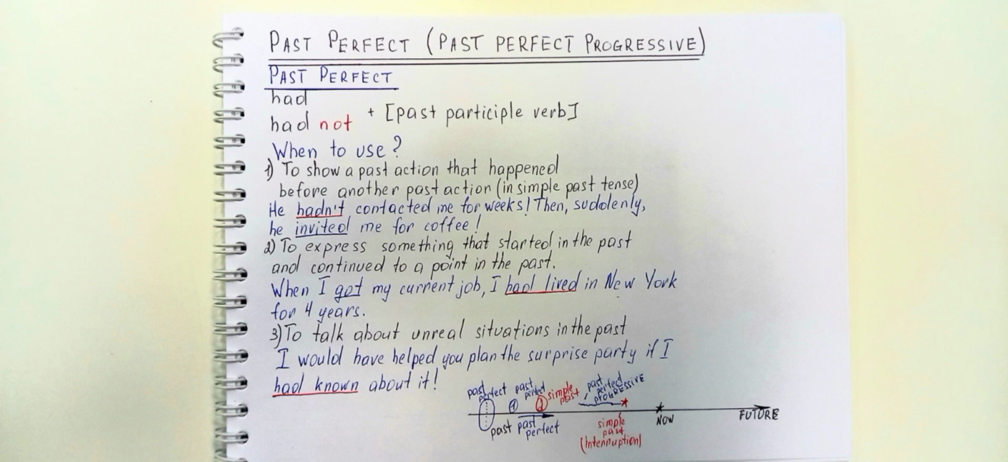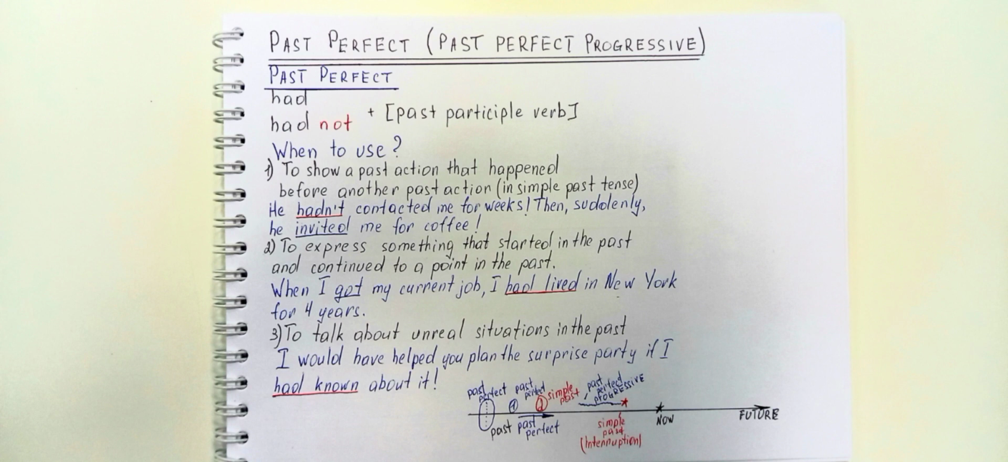In this lesson I'm going to talk about using the past perfect tense. I'm also going to talk about using the past perfect progressive or past perfect continuous tense. Let's get started. Okay, first let's take a look at the past perfect.